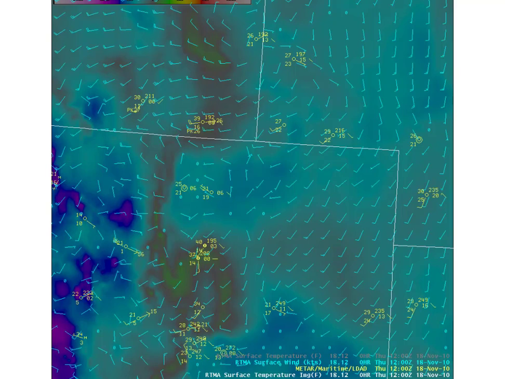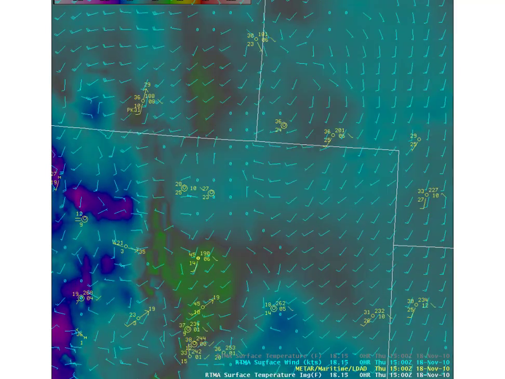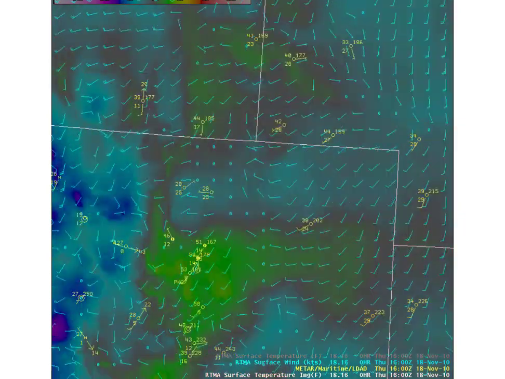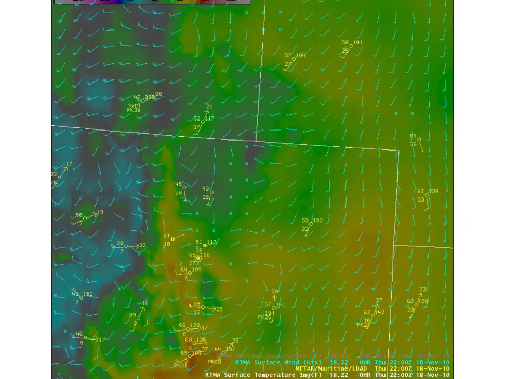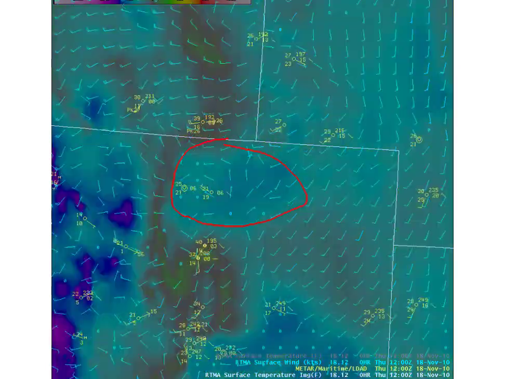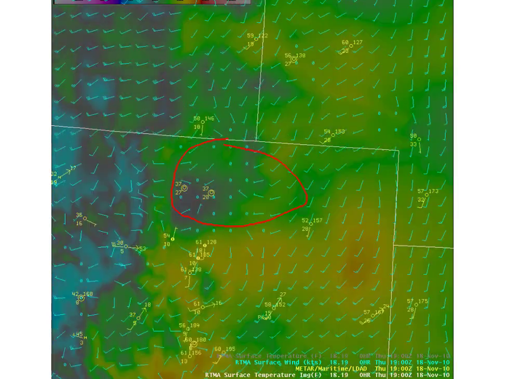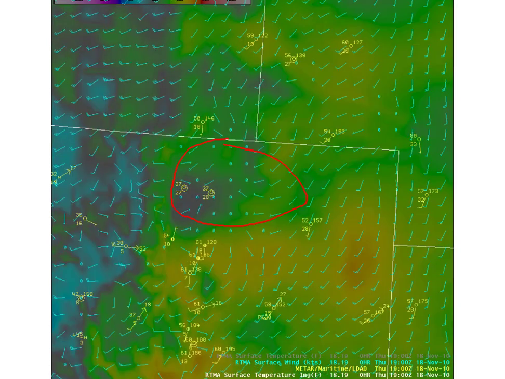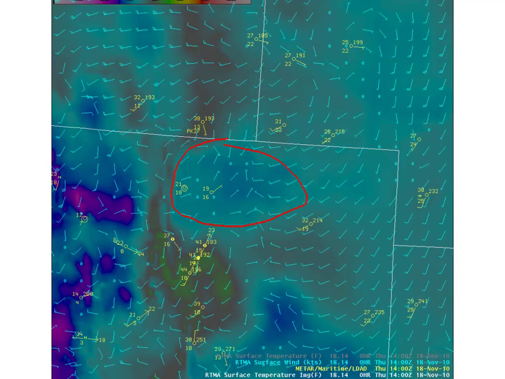Here's the RTMA temperatures and winds that go along with the visible loop that we just looked at. Note the pocket of cooler temperatures, approximately in this area right here, under the region where orographic cirrus developed. After sunset, the area under the cirrus would cool down more slowly compared to clear sky conditions.